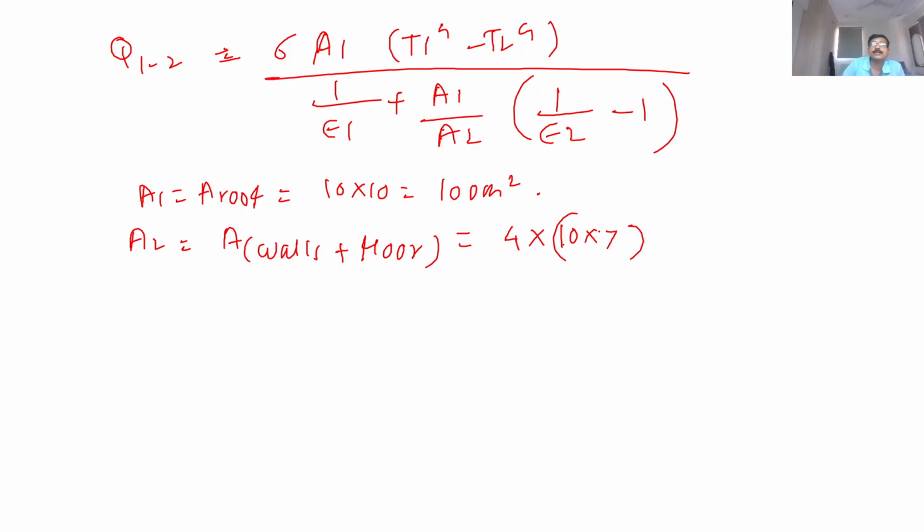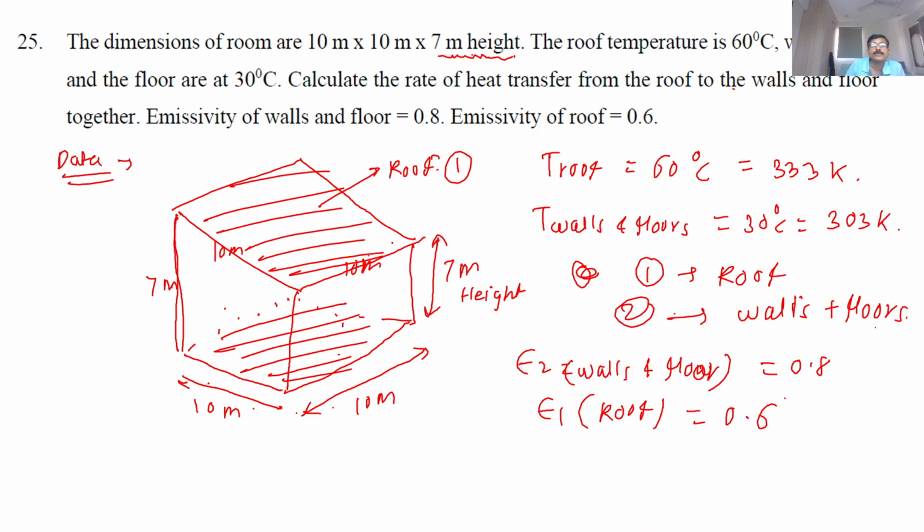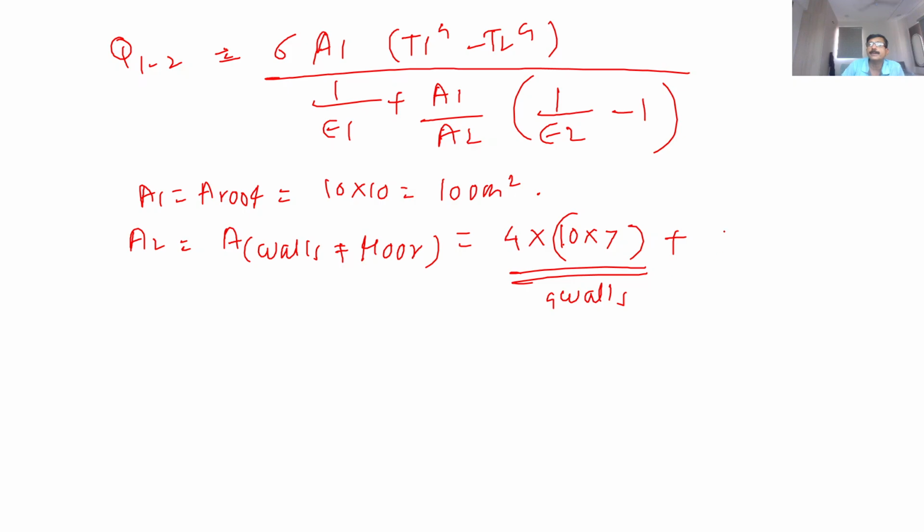ओके, ये हुआ क्या? वॉल. ये क्या हुआ? वॉल्स. 4 वॉल्स का एरिया हुआ, प्लस फ्लोर, एक ही फ्लोर है बॉटम की, उसका एरिया क्या होगा 10 by 10, जो रूफ का है वही फ्लोर का एरिया होगा. सो 10 by 10, 10 by 10, this is floor area. Okay, this is floor area, and if I will solve this, the answer of A2 comes as, just 1 minute, I have done it. It comes at 380 meter square.